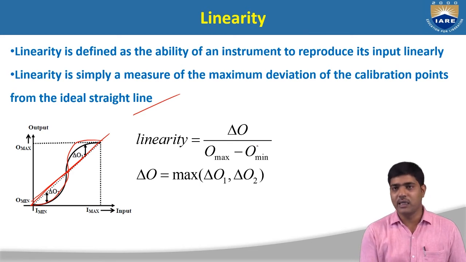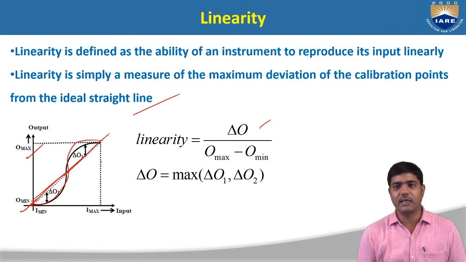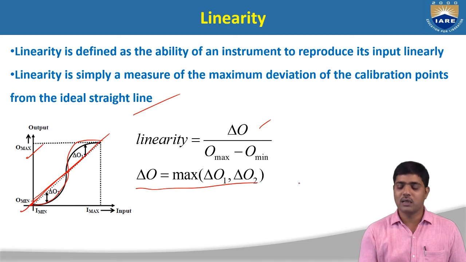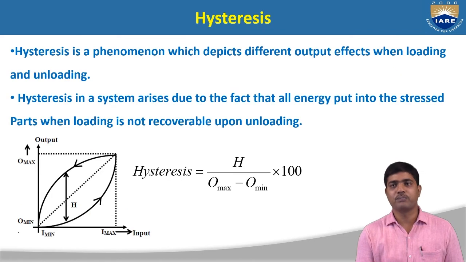Mathematically, linearity is delta O divided by O max minus O min. So this is the minimum value, this is the maximum, and delta O is the variation of this variable from the straight line. So delta O is the maximum of delta O1, delta O2, and so on. That is, the maximum deviation from the straight line or calibrated point.